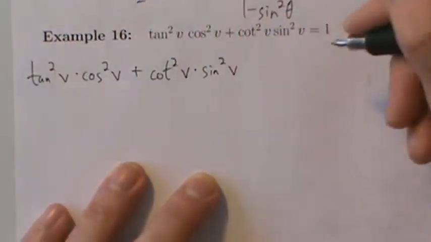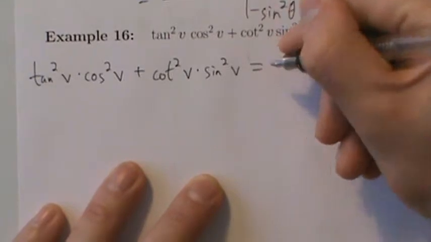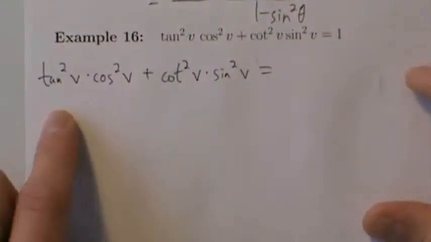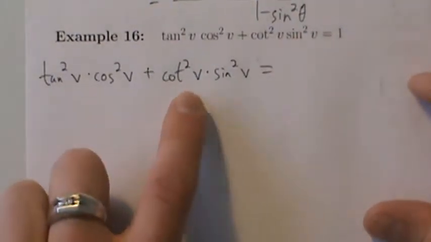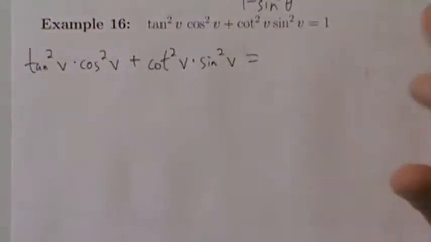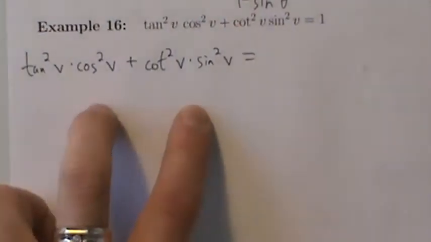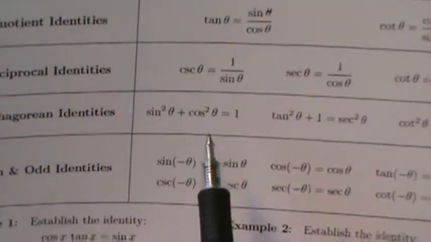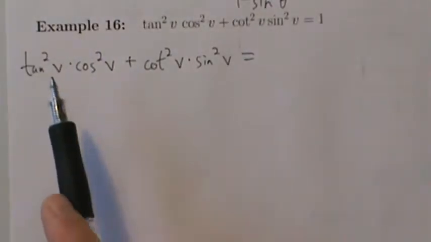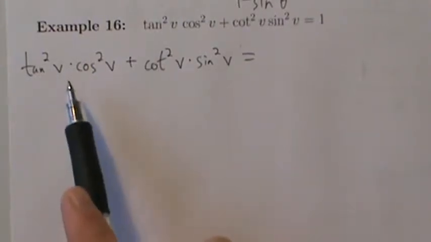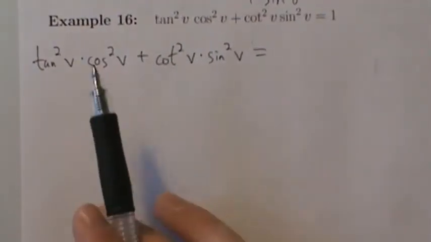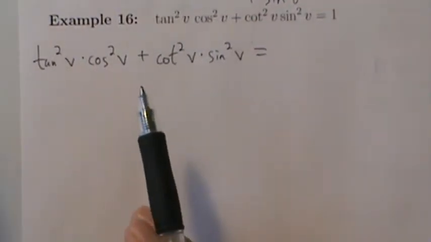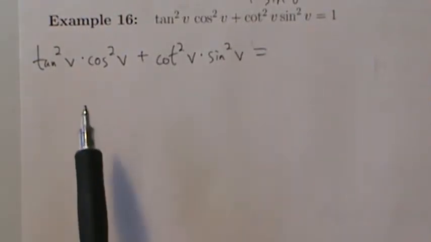Okay, so tangent squared of v times cosine squared of v plus cotangent squared of v times sine squared of v. What can we do here? We see tangents, cotangents, cosines, and sines, and a bunch of trig functions being squared. So we might think Pythagorean identities. But this is kind of a mess. We have trig functions that are being squared and multiplied together, so that doesn't really jump out as Pythagorean identities. We can go that route, but it's probably not good to do it yet.